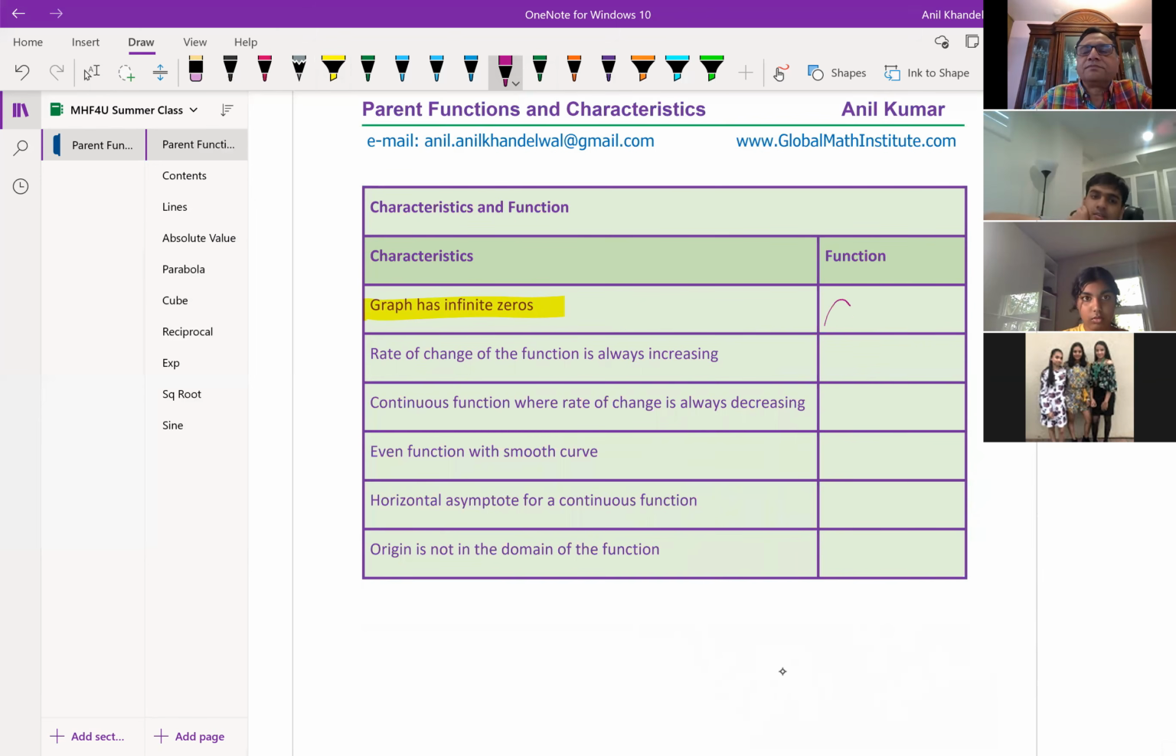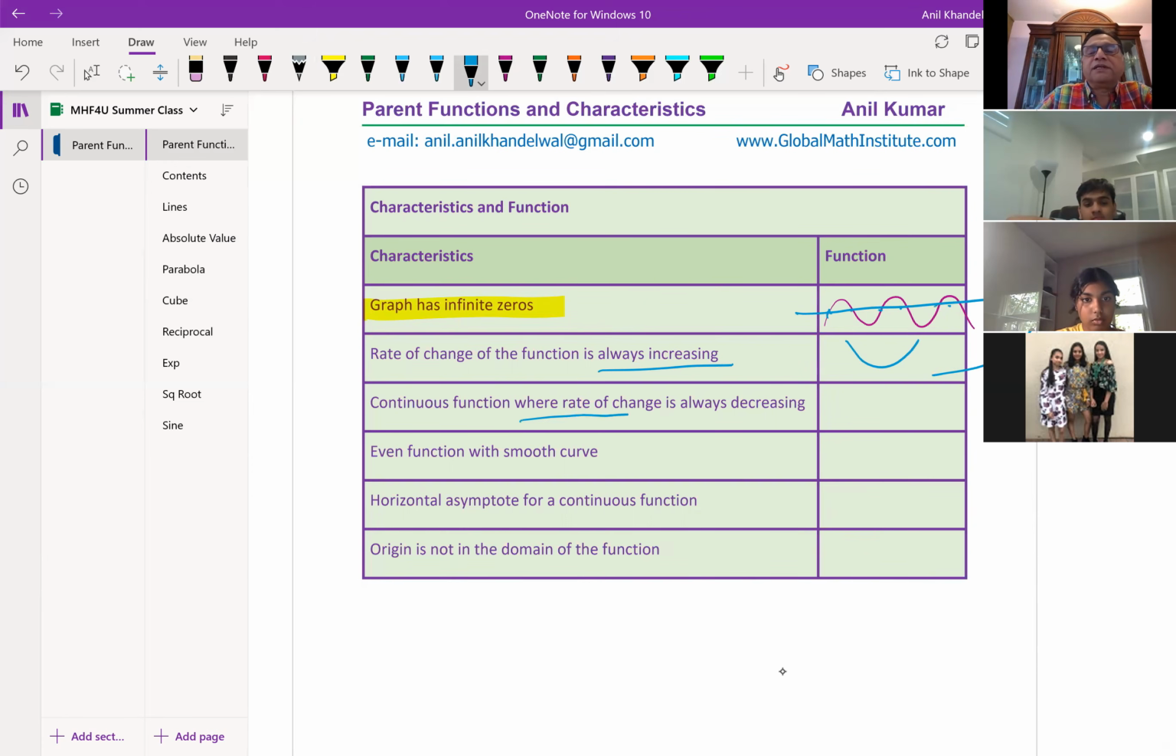Is it the reciprocal? Sine function, because sine function repeats, right? So it is, do you see all the zeros? Yeah. Sorry. So which graph has rate of change of function always increasing? Which is the function where rate of change is always increasing? Is it exponential? Oh, okay, both are correct answers.